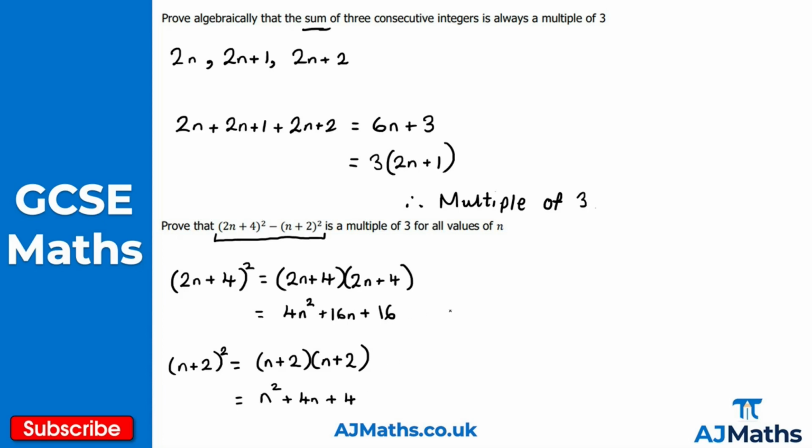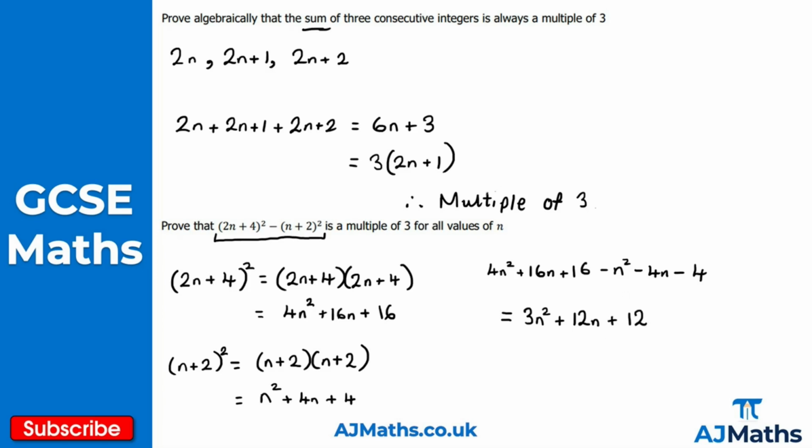So here now, what I'm doing is I'm doing this part here, and then subtracting this part off. So what I've got then is 4n squared plus 16n plus 16 minus n squared minus 4n minus 4 there. Remember we're subtracting this off, so everything will become a negative. 4n squared minus n squared, that'll give me 3n squared. 16n minus 4n, that'll give me plus 12n. So positive 12n, and 16 minus 4, that'll give me positive 12.